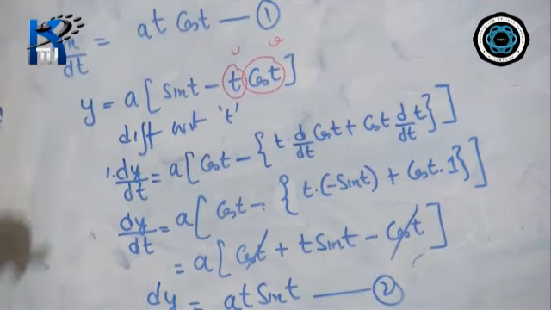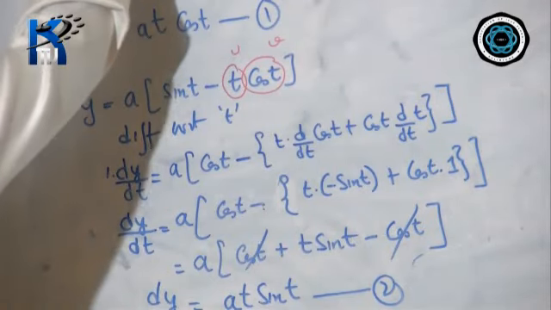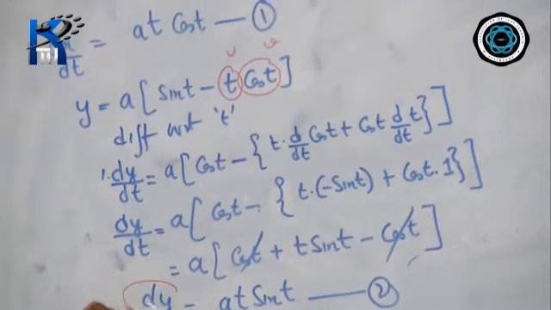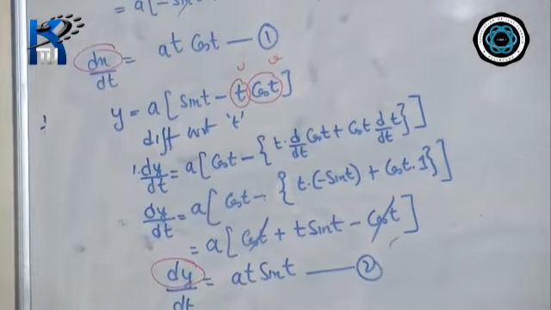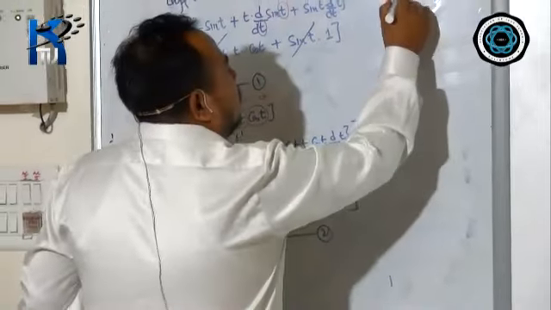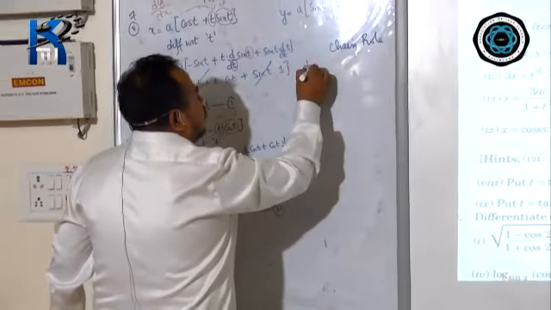So you got dx by dt as a t cos t and you got dy by dt as a t sine t. So what is it that you have to find? You have to find dy by dx. So dy is in equation 2 and dx is in equation 1. So didn't I tell you how to combine these two? What was the name of the method? It's the chain rule.